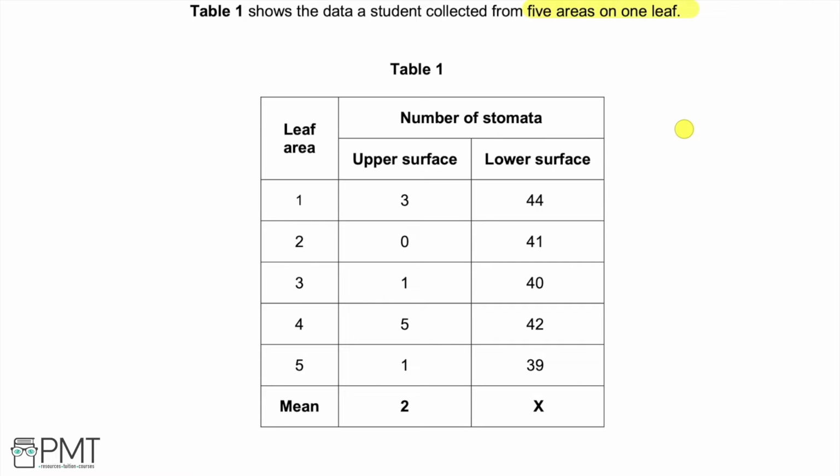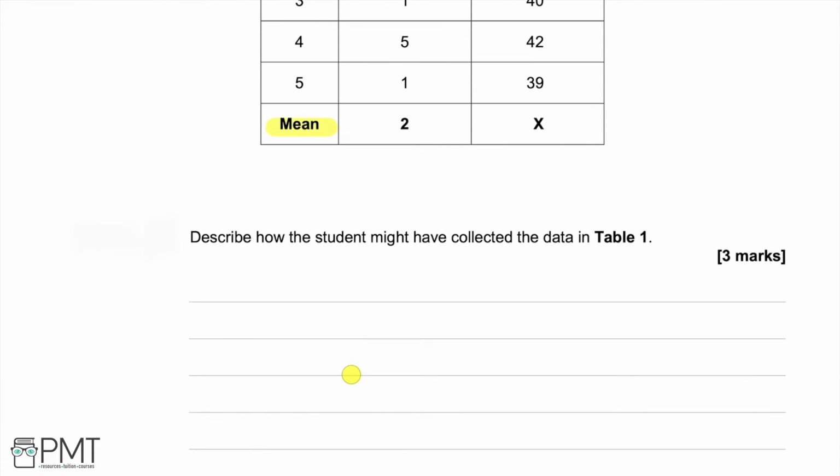So we can see it has a number of stomata in areas of both upper and lower surface, as well as a mean. Right, so what does the question ask us? It asks us to describe how the student might have collected the data in table 1. So, as it said in the question, the epidermis can be removed from a plant. Therefore, to see the stomata, we want to mount this epidermis on a slide and then use the light microscope that it describes. And it clearly says here that the number of stomata are counted in 5 different areas.